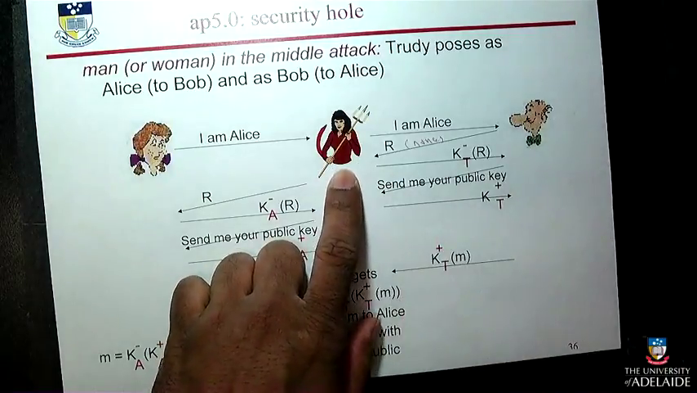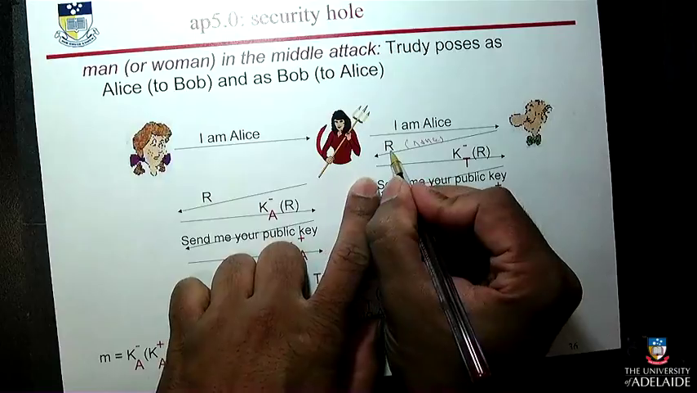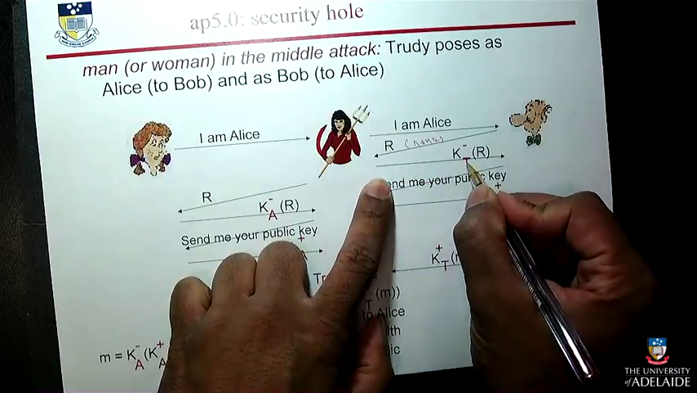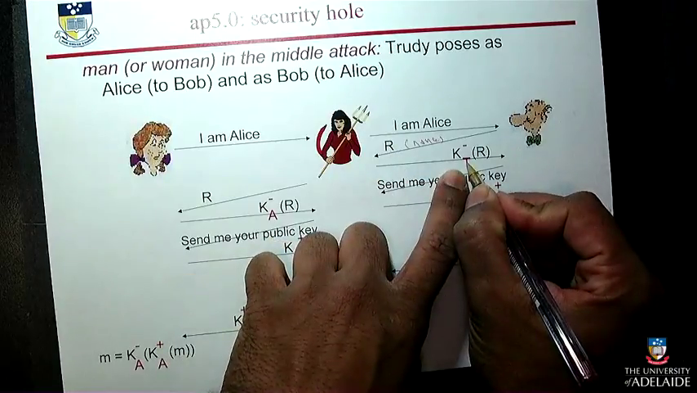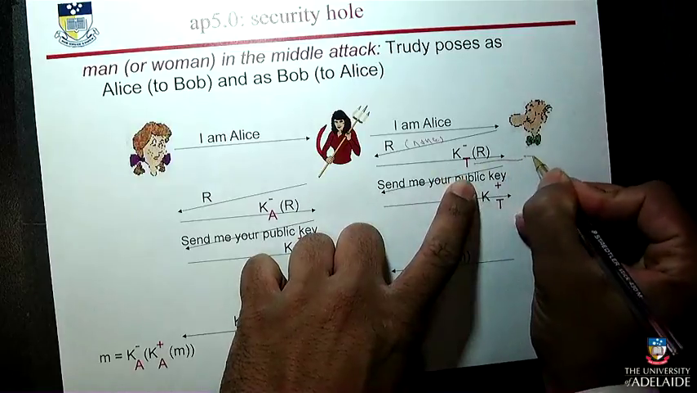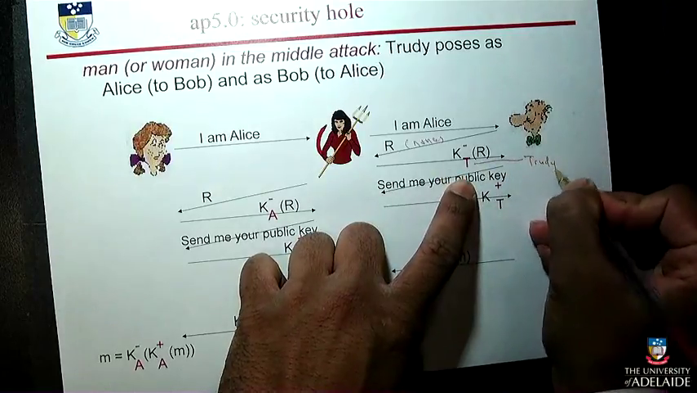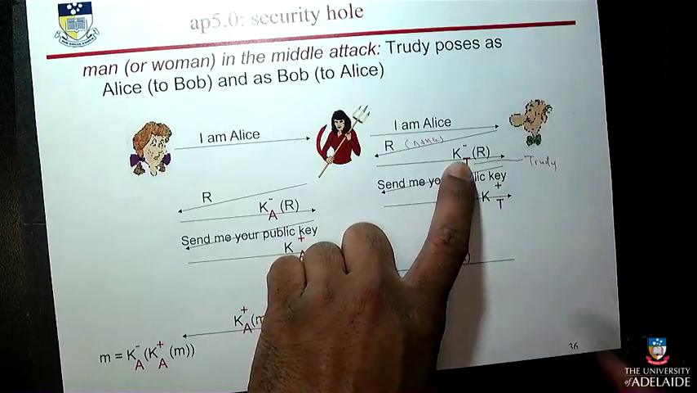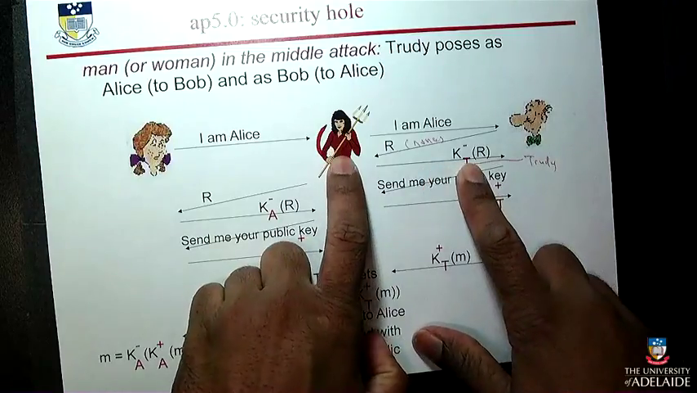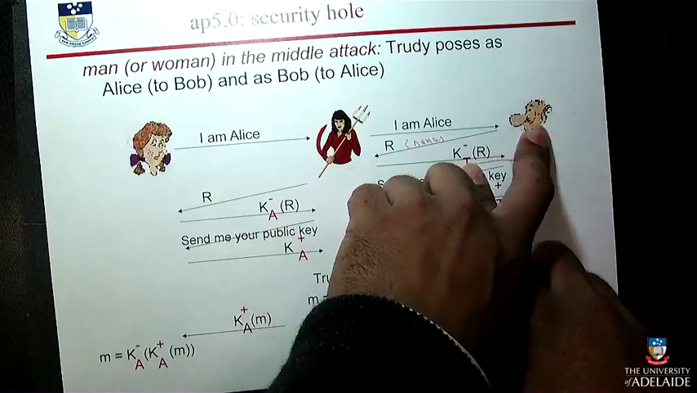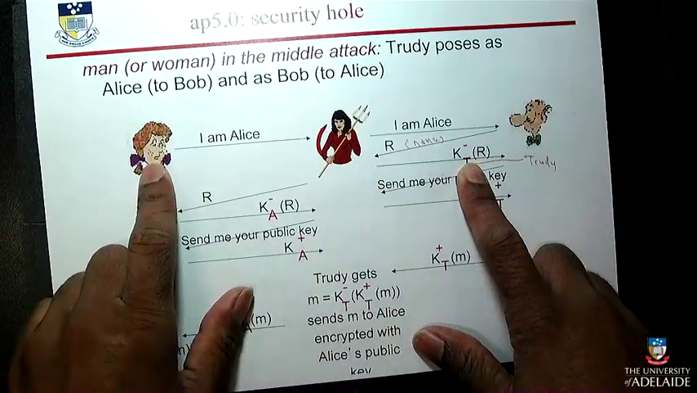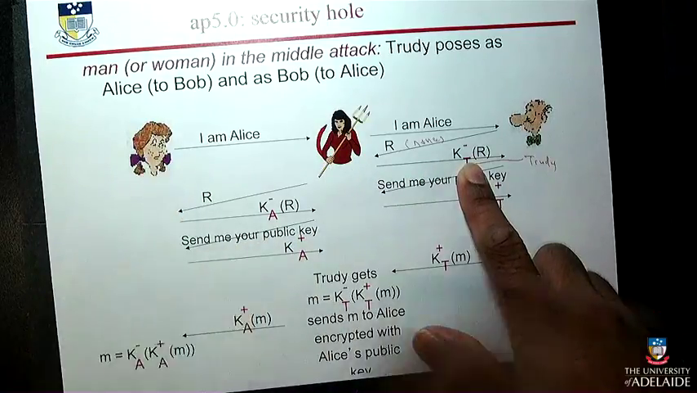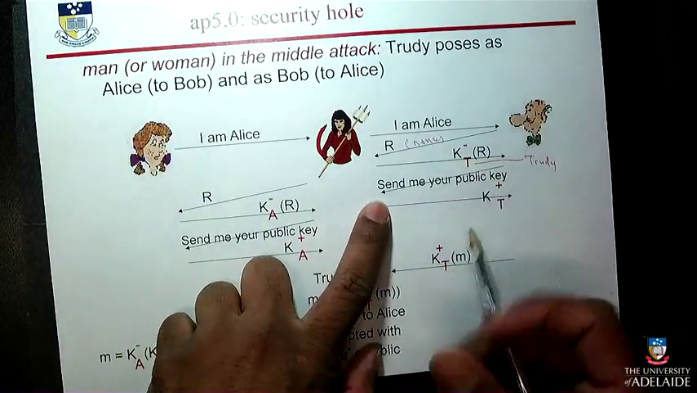And then what does Trudy do? Trudy takes R. Trudy encrypts it with her private key, right? So this is Trudy, okay? And sends it to Bob. Now Bob has no idea that this came from Trudy, because Bob's in Japan, yeah? And she's in Madagascar, or the other way around, I forget now, I confuse myself.